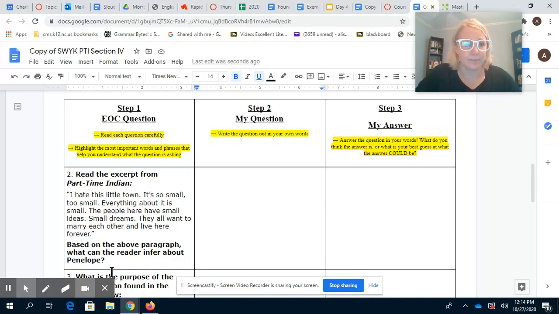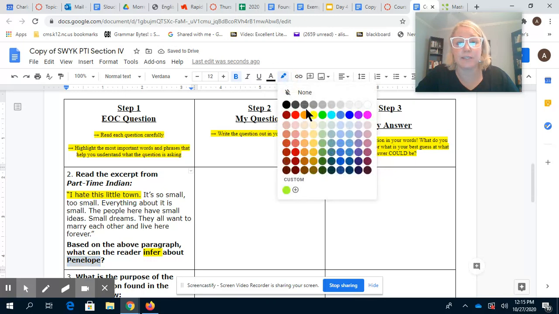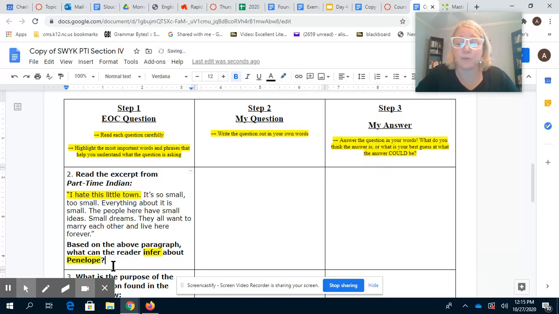All right, so I've got the quote. I'm just going to highlight the first phrase of the quote because that kind of sums it up. She's saying, I hate this town. It is no bueno. And all of these quotes after it kind of say the same thing, so no need to copy and paste or highlight every single thing. So based on the above paragraph, what can the reader infer? Infer, that means I'm reading between the lines. What educated guess can I make about Penelope? And certainly I want to highlight Penelope's name because that's who we're being asked about.